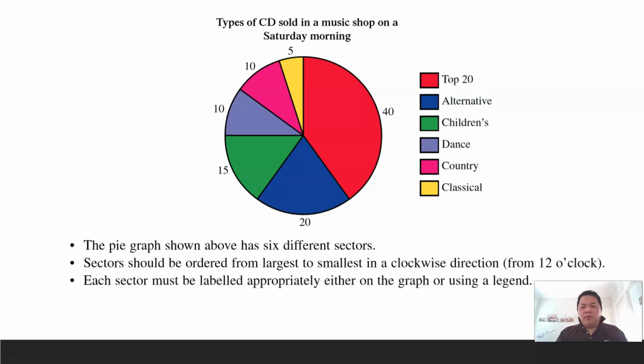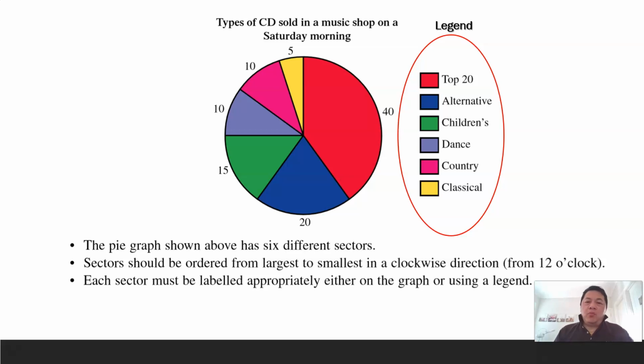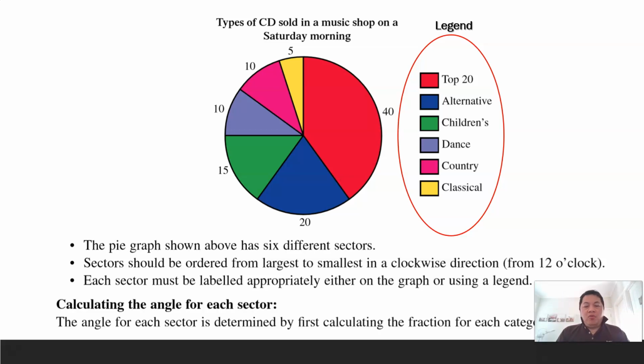Sectors should be ordered from the largest to smallest in the clockwise direction. That's a good habit to have. Each sector must be labeled appropriately on the graph, and also using a legend. So remember, we are talking a lot about legends. A pie chart needs a legend to tell us what each part represents. If not, you have to label each sector to tell us what is being represented by it. Now we also need to find out the angle for each sector.